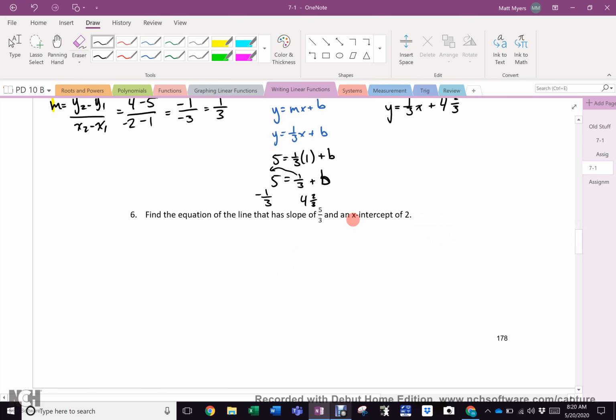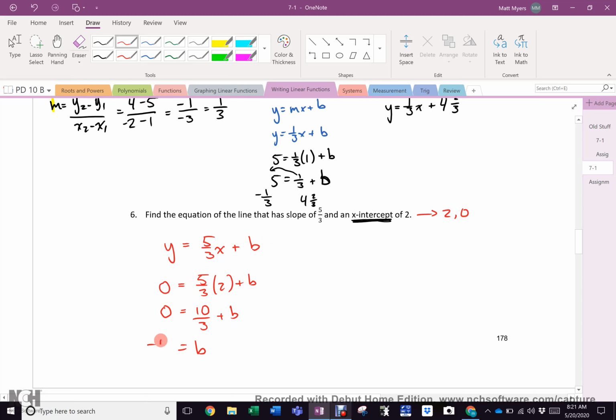Slope and an x-intercept of 2. Now this fools everyone because as soon as you see slope and intercept you want to do slope-intercept form. But remember an x-intercept of 2 is 2, 0. So y equals 5/3 x plus b. There's my x and my y. 0 equals 5/3 times 2 plus b. 0 equals 10/3 plus b.